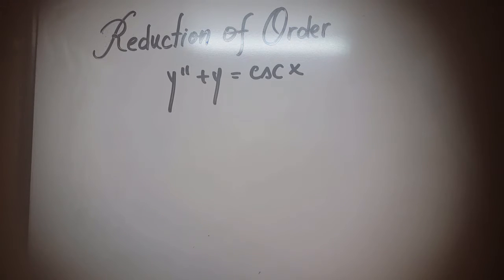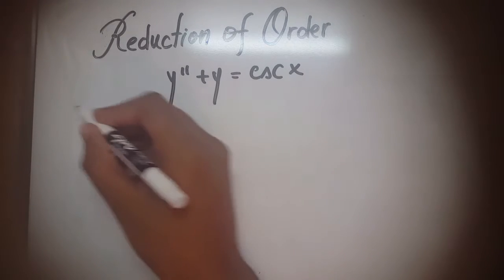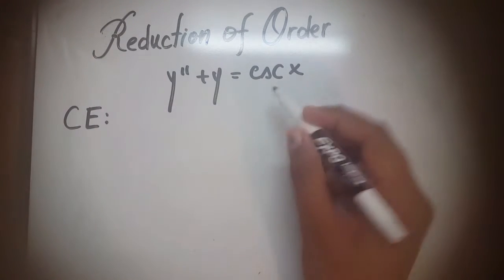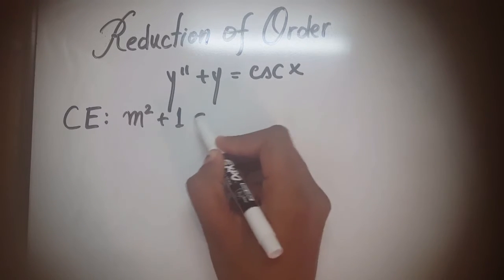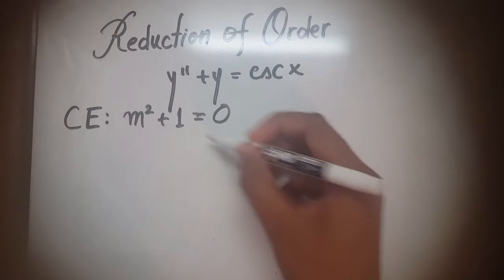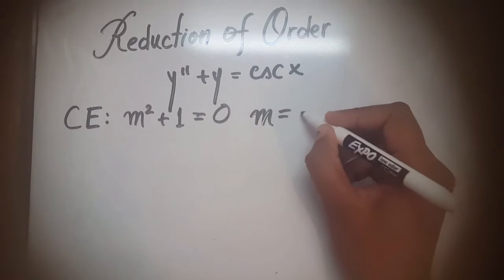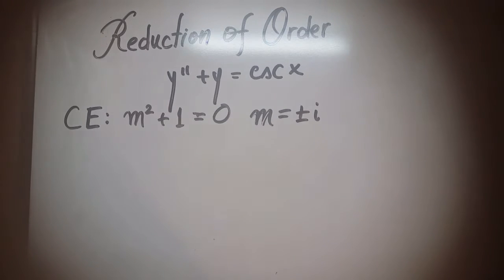Since this is a non-homogeneous problem, we will have to find a y sub p instead of the y1 or y2, depending on what we were given. In order to find the y sub p, we first have to find our y sub c, which is our complementary solution. You do that with a characteristic equation, in this case m squared plus 1 equals 0, and quickly solving it we get m equals plus or minus i.